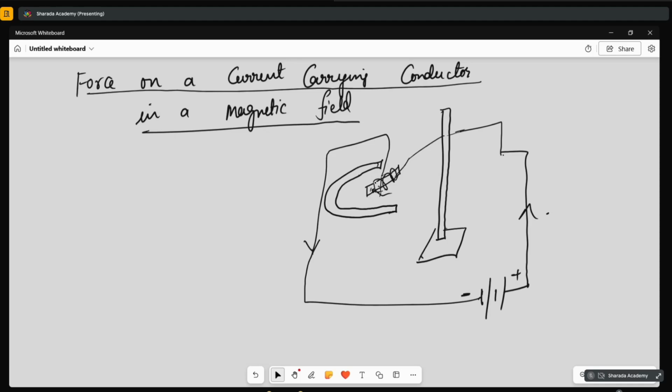Okay. Write down a few things. They ask about this also: explain the force on a current carrying conductor. So just draw a rough diagram where there is a magnet and a conductor kept inside it, and current is passed through it. To explain that, we will draw the diagram. Write down.